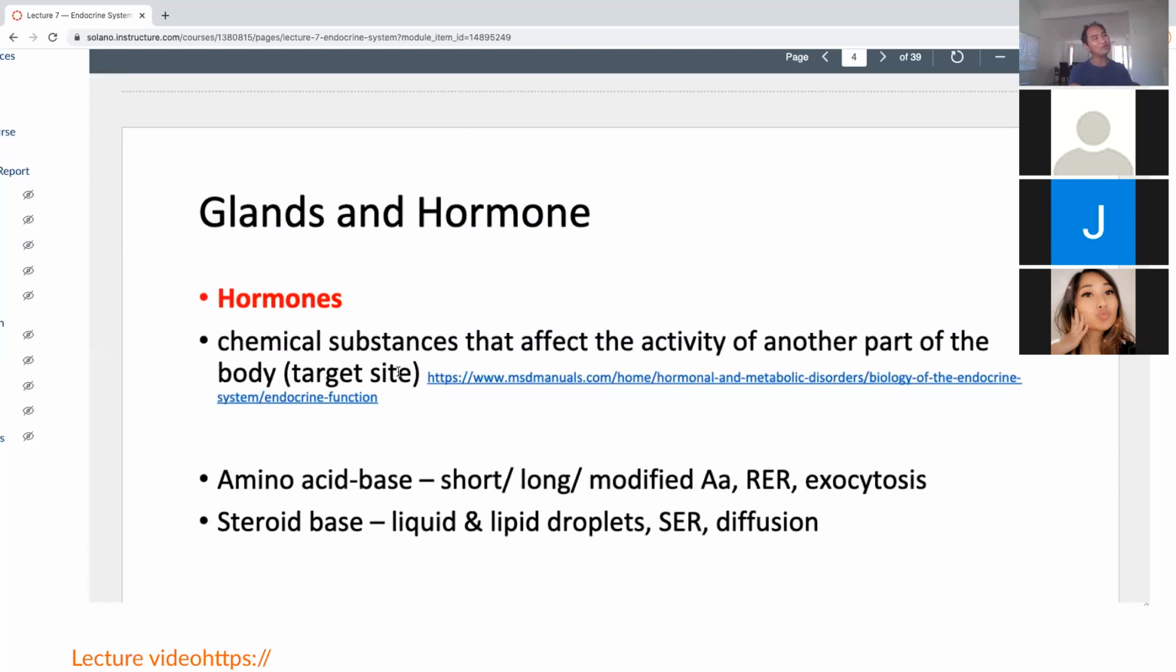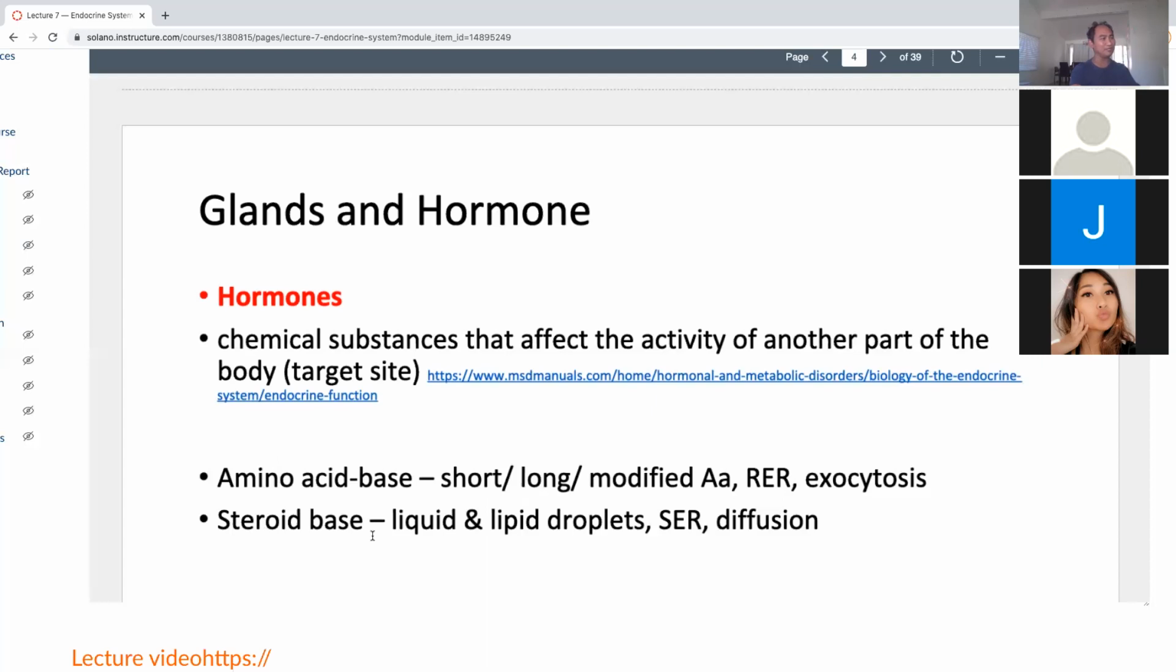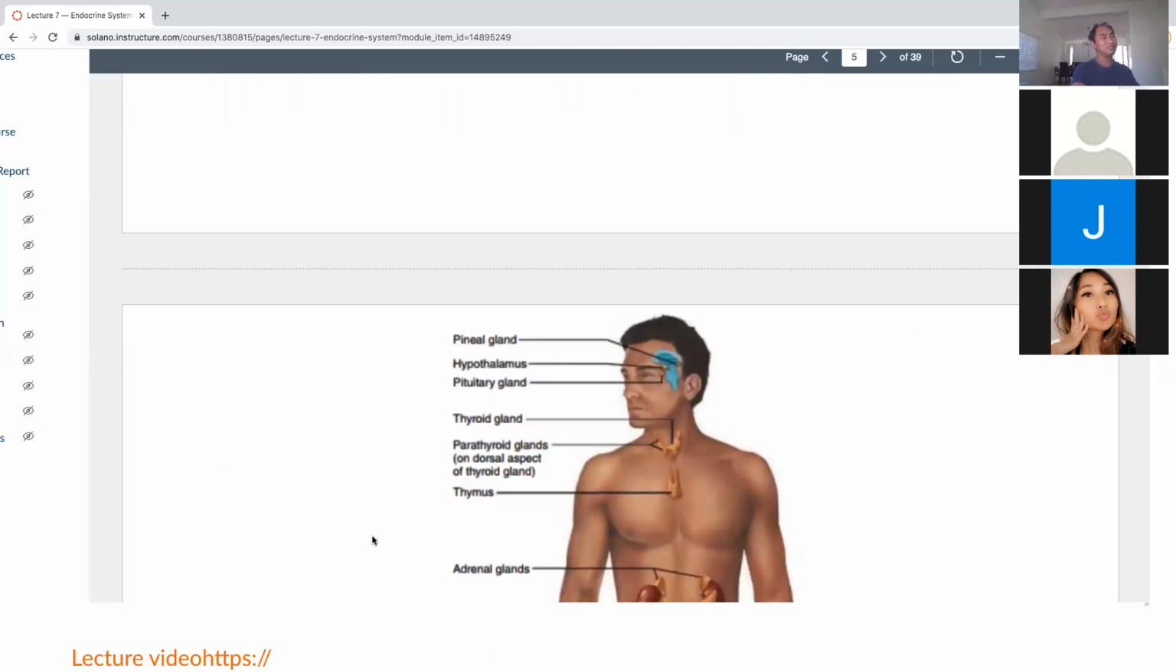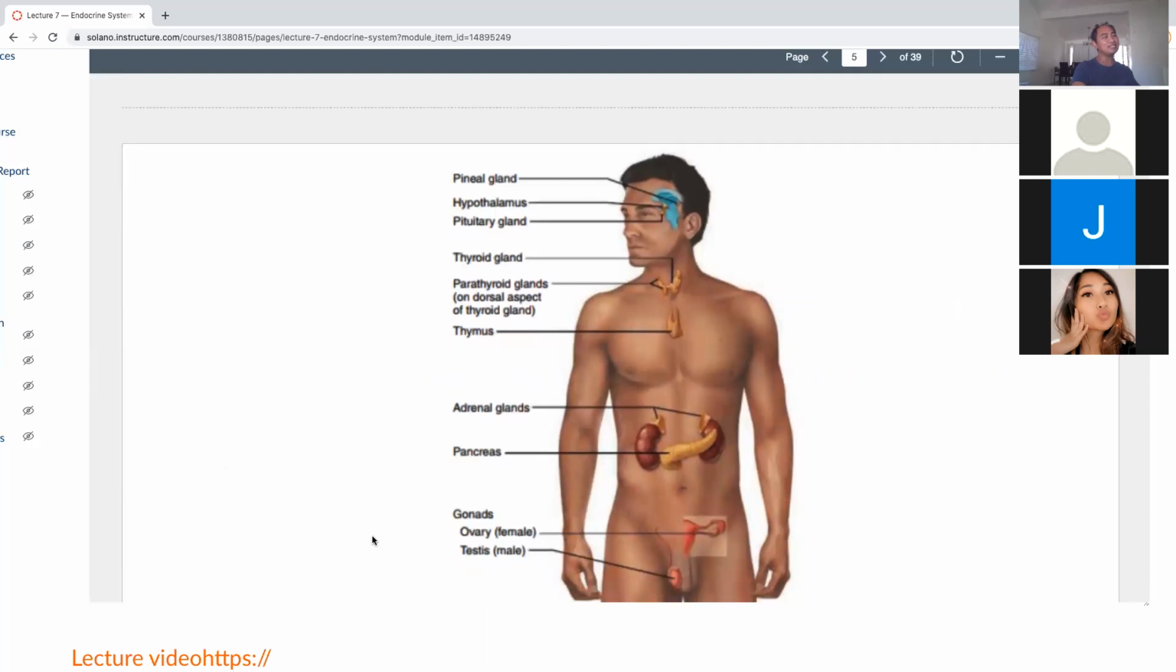A hormone is a substance that goes to another part of the body and acts on the target site. Hormones could be amino acid based, protein based, or fat based, to make it easy. So there are protein based hormones, and fat based, steroid based hormones. So there are only two types of hormones. Let's just try to remember that and forget about the rest. And these are the glands in our body.